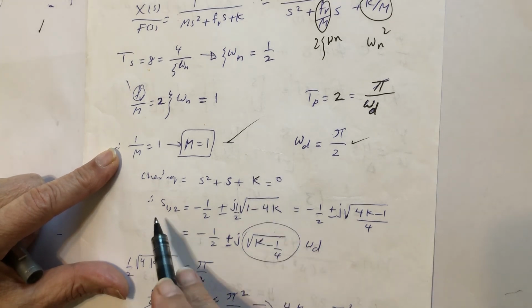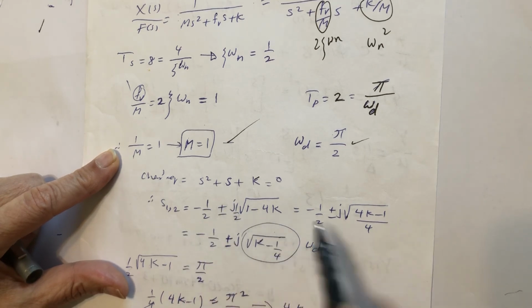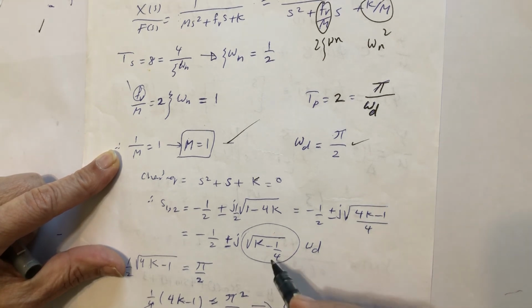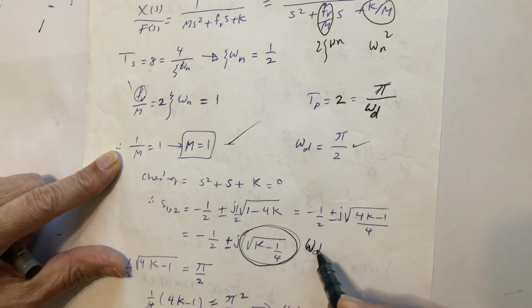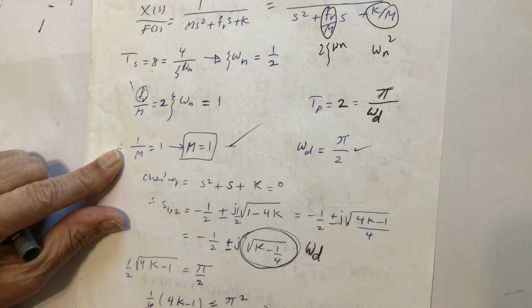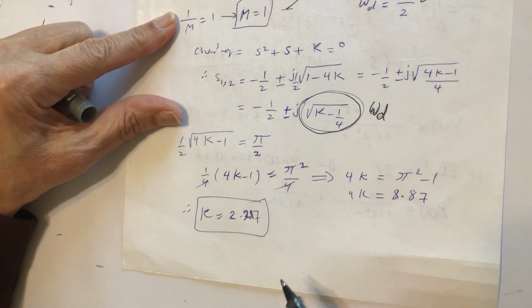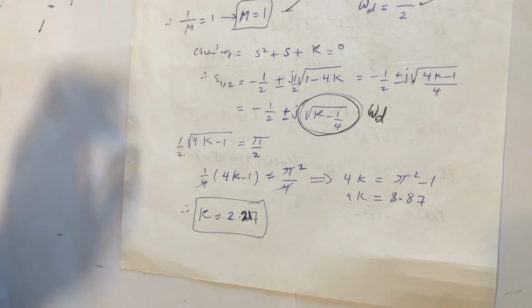Right? So I'll find the roots. So it's minus half plus or minus j half square root of 1 minus 4k. And I carry on like that. So this one here is omega d. Okay? I have omega d equal to pi over 2. You just have to solve. You square both sides of the equation, and you solve, and you find that k equals 2.217 Newton per meter.